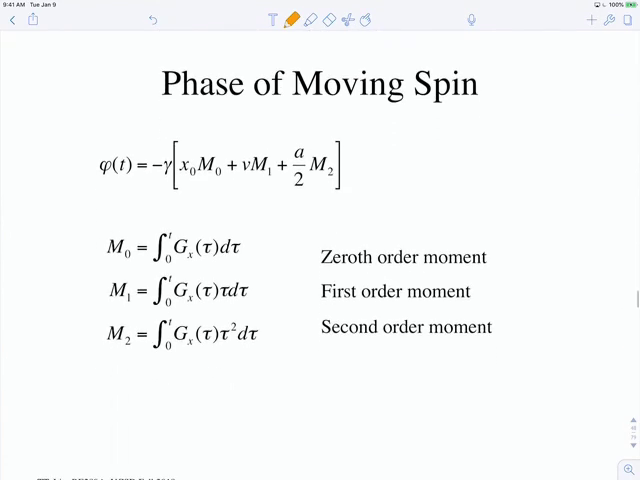So that's just shown here. So the 0th order moment is just the area. Okay, and we're going to use these bipolar pulses like this.